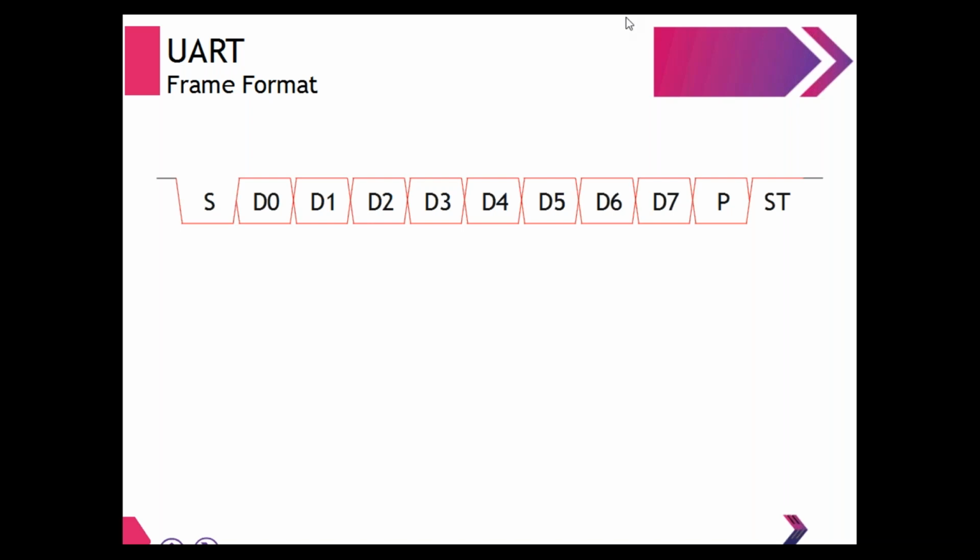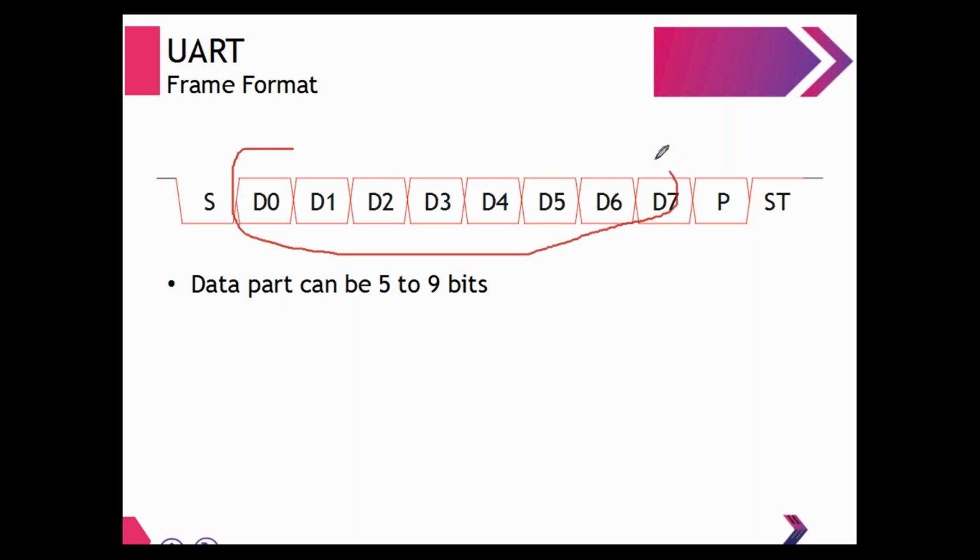Fine. Now I want to introduce a few more things. The data part can be 5 to 9 bits. You have either 5 to 9 bits. But if you see this frame format, 5 bits is okay, but how many total data bits are you able to see in this frame?